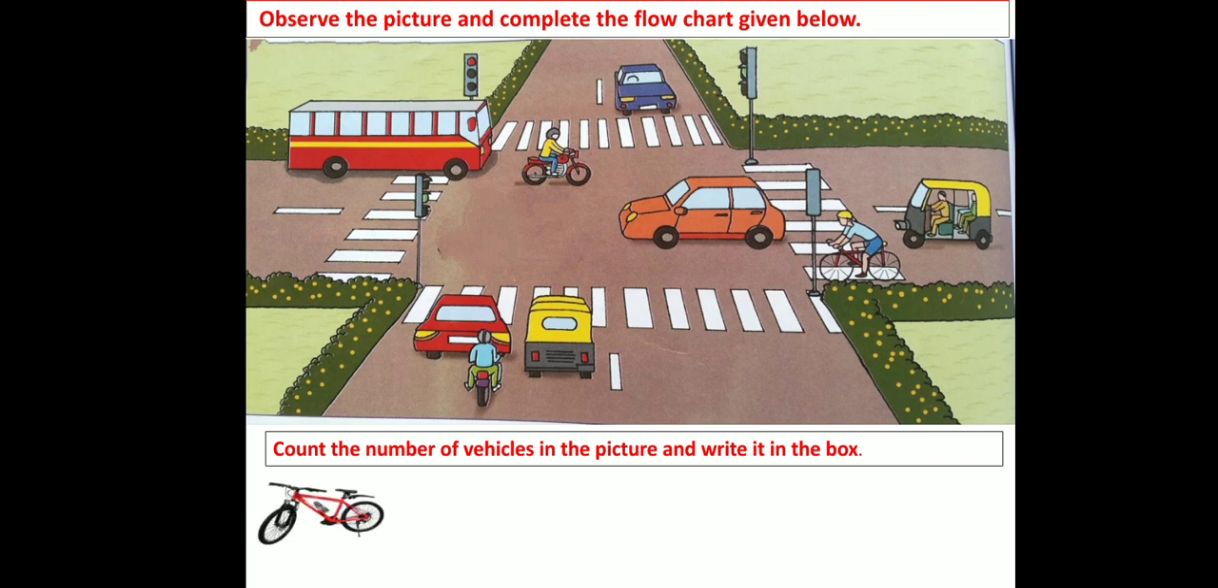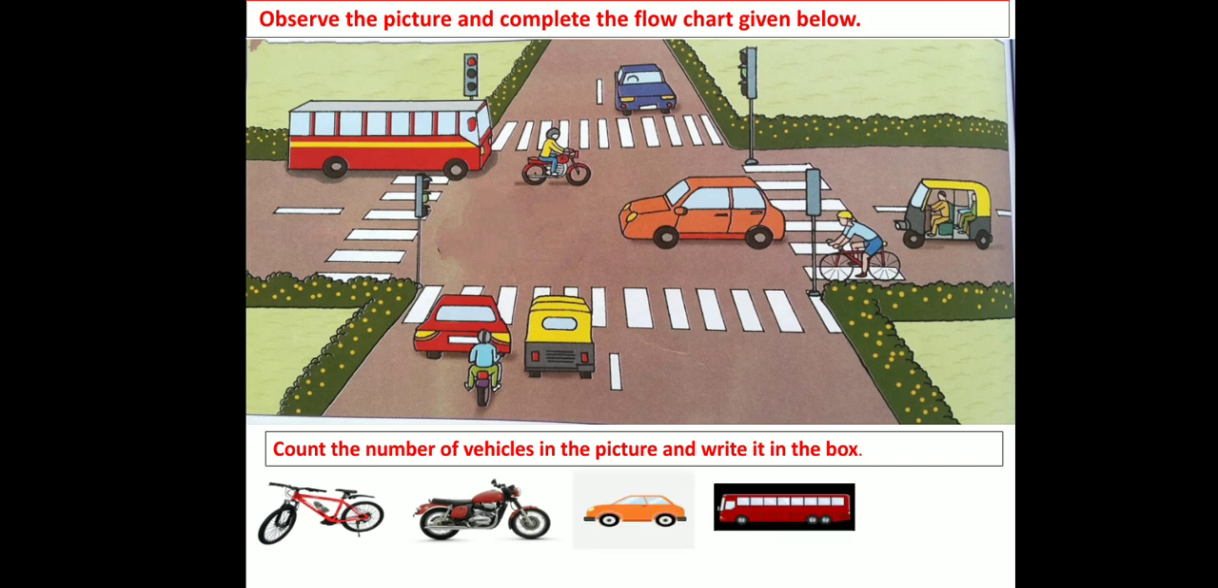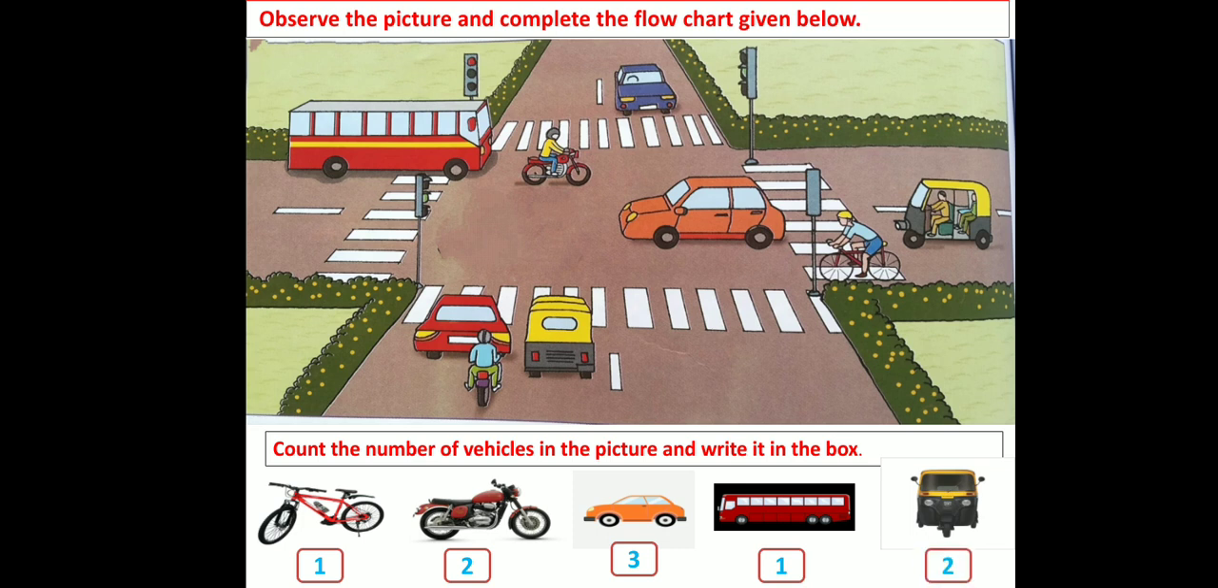The first one is the bicycle, motorcycle, car, bus and rickshaw. It's also called auto rickshaw. The first one. How many bicycles are here? Yes, it's just one. Motorcycles, 2. Cars, 3. The blue, the orange and the red. Bus, 1. Rickshaw, 2.